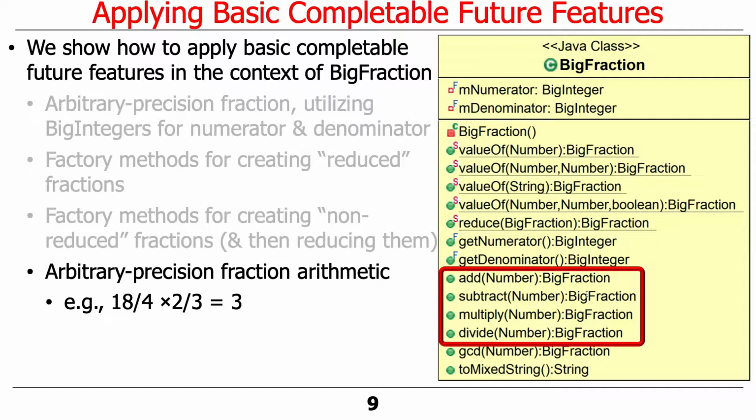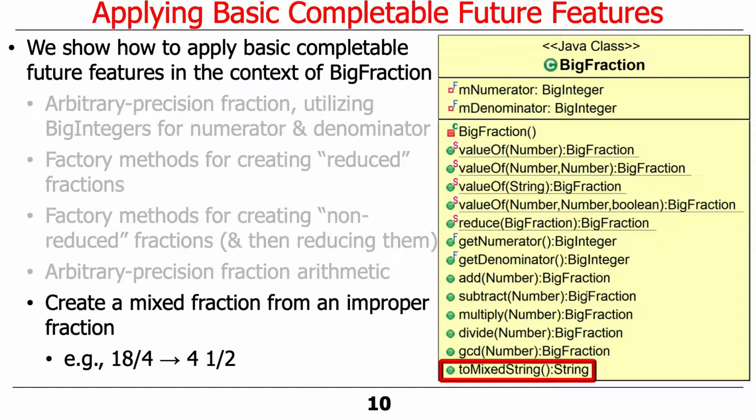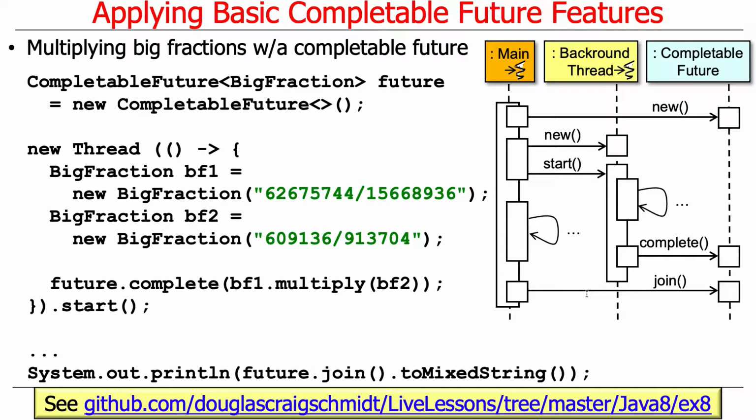There are methods for doing arbitrary precision fraction arithmetic. So if you take 18/4 and multiply it by 2/3, you'll get a result, which in this case is 3. And then there's also a way to create a mixed fraction from a so-called improper fraction. So this is an improper fraction, and this is a mixed fraction, or I guess a proper fraction. So 18/4 is 4 1/2. These are just all the different methods in there. And the key point here is not to become an expert at big fractions. It's to recognize that there are these long-running computations that are going to benefit from concurrent asynchronous operations using the completable futures. So here's what the program looks like.